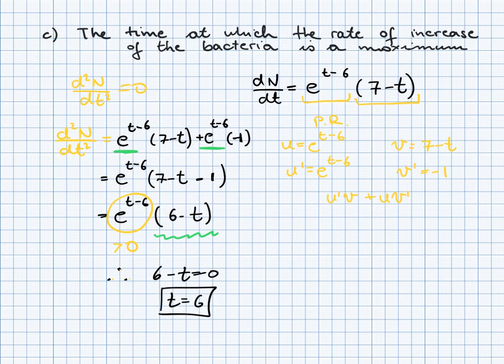So the time at which the rate of increase of bacteria is at maximum is when t is equal to 6, in 6 hours. And I think that would be all for today. I'm just curious, what is e equal to? Can you find out?